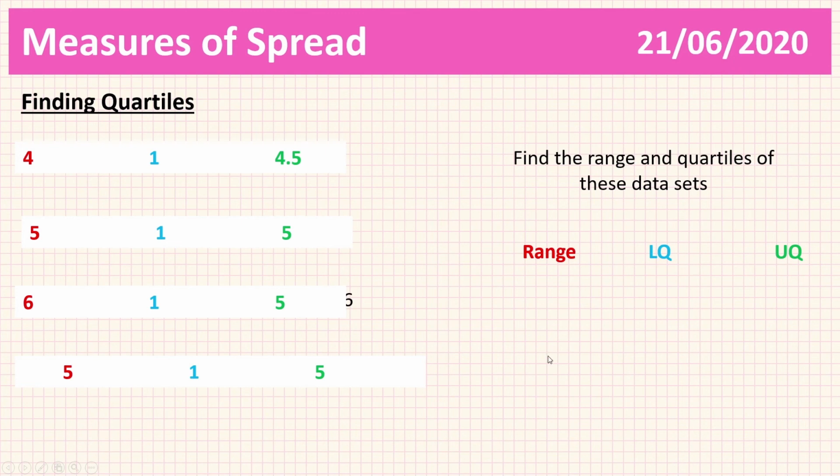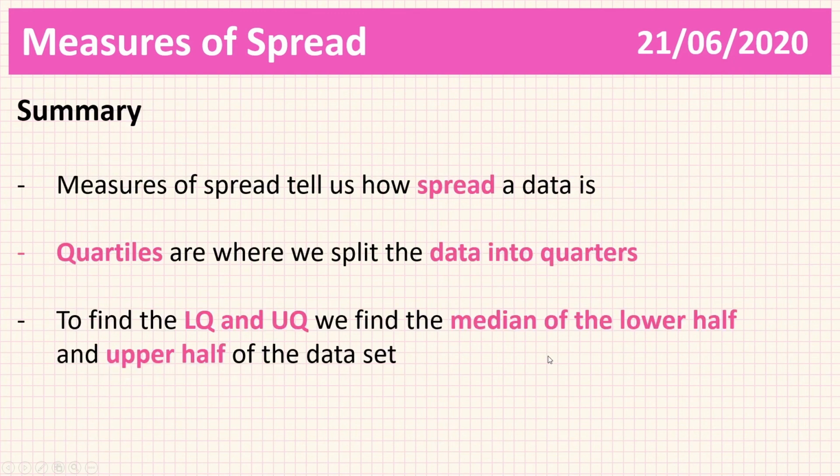So now we have finished, and we just need to summarize this. Once again, you can screen grab this, or you can just write this down. The key things to take from this video were that measures of spread tell us how spread out the data is: what's the difference between the top end and the bottom end, how far apart are each of the values. We can see that from working out the range and the quartiles. That will help us analyze the data.